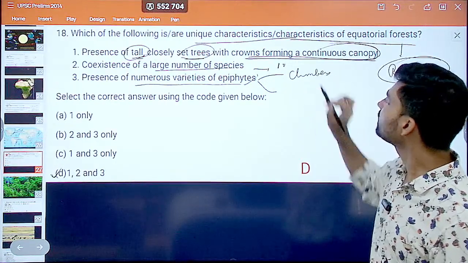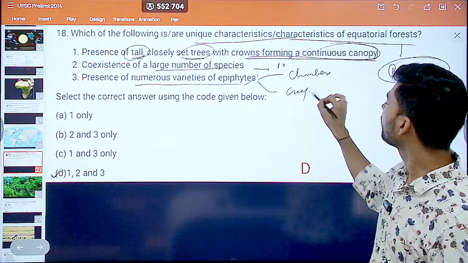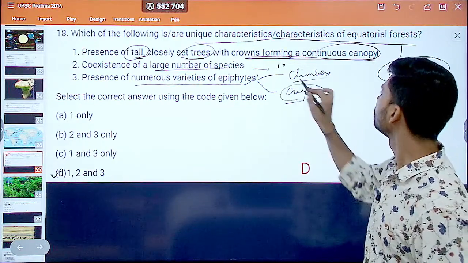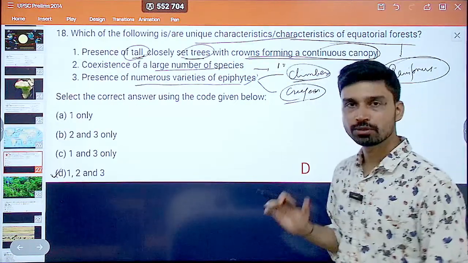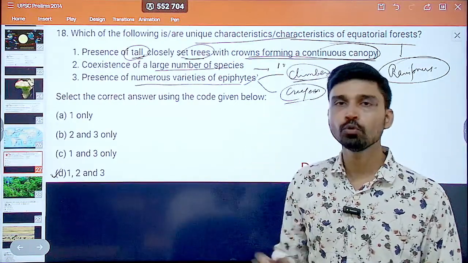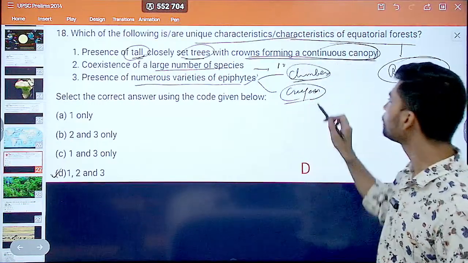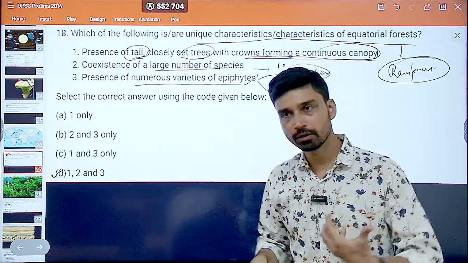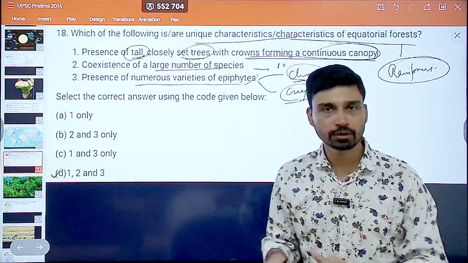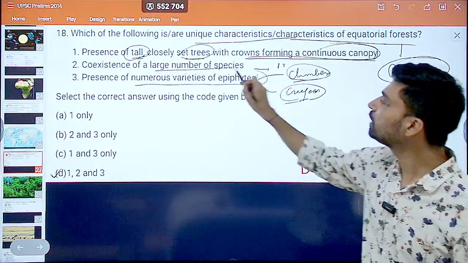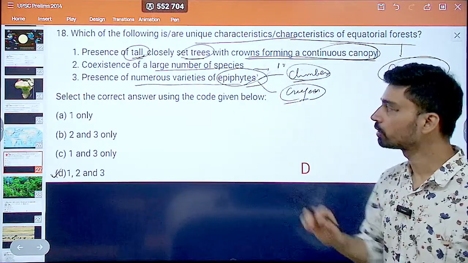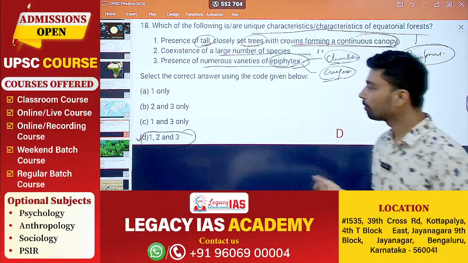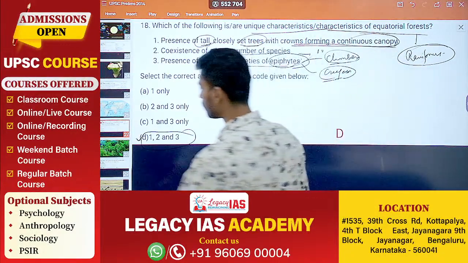Two types of epiphytes is what we can find in the forest. One are called climbers, other are called creepers. So, climbers grow in the upward direction taking support of other trees or plants. Creepers grow horizontally, they spread horizontally by going from one trunk of a tree to the other trunk. So, both are found in very huge numbers in the equatorial forest. So, that is why all the three are correct options that we can find here. So, this is D, which is the correct option.